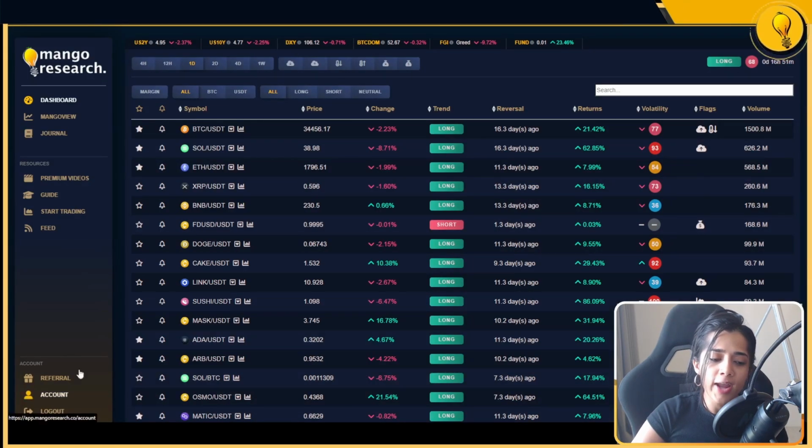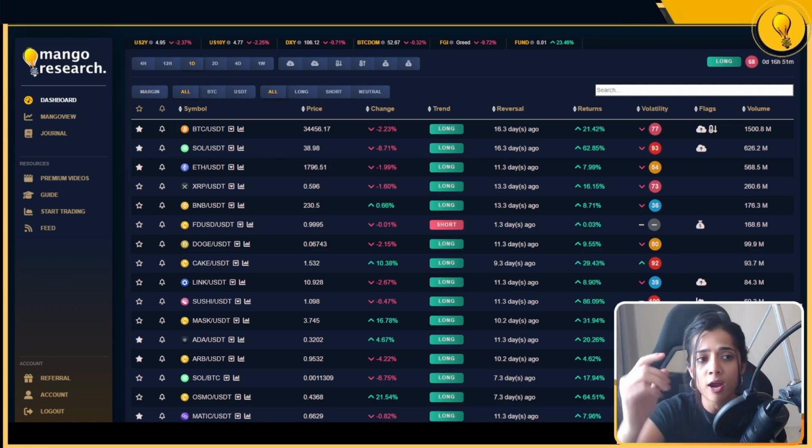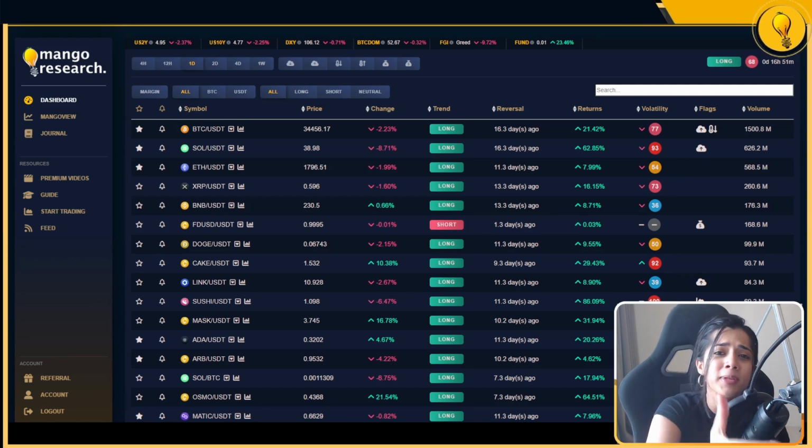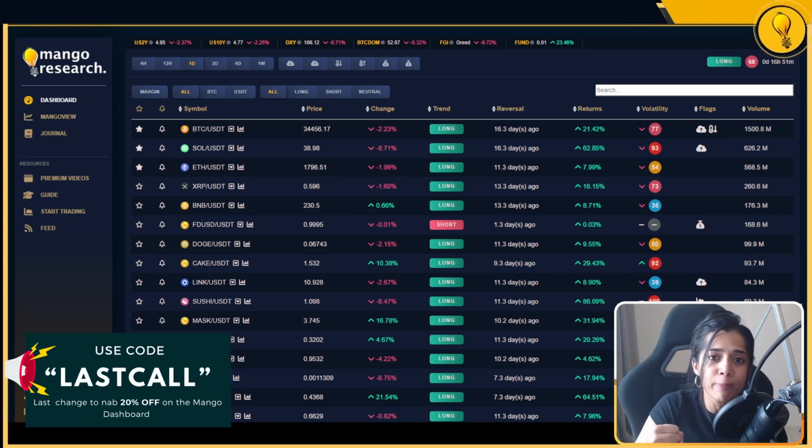Now you can find this on app.mangoresearch.co. I use the dashboard as my first step because it helps me check my biases. Now I just told you that, hey, Caspa is looking bloody bullish, but I've got to ask my question, is this the time to be jumping into a trade, or can I actually expect a pullback? Can I expect a better bid on the chart? That's where the dashboard comes in.